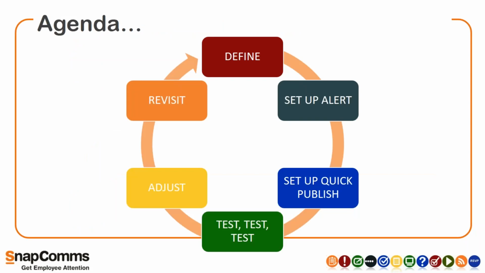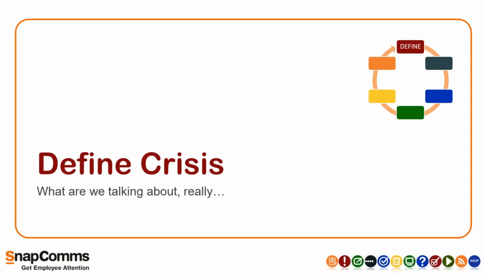So for our agenda, 6 areas here. We're going to follow this circle, looking at how we define a crisis, how to set up SnapComms when it comes to alerts and quick publish, a relatively new feature you may not have been across. And then we'll look at how to set this up as a process in your organization so that it stays alive and relevant.